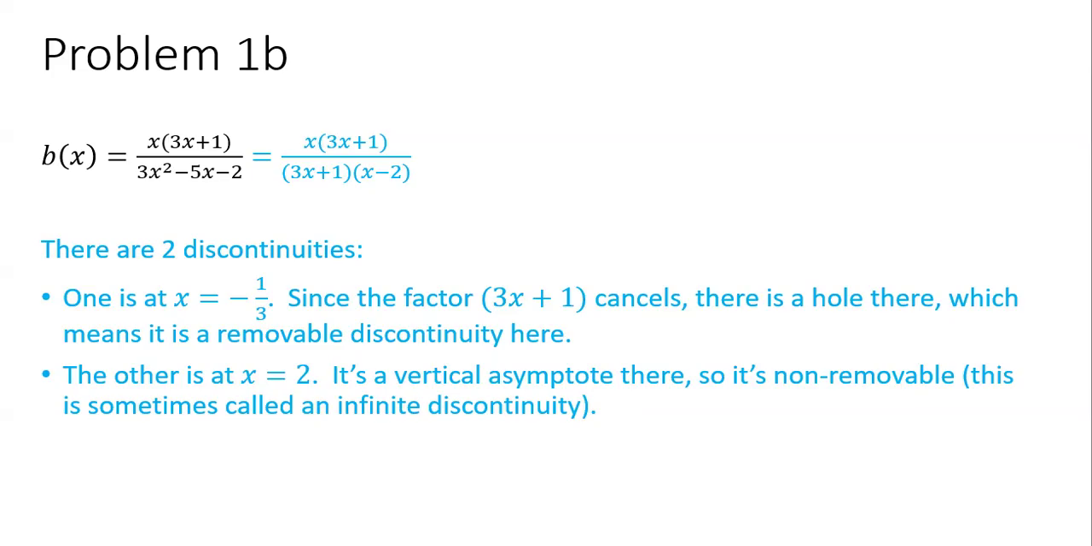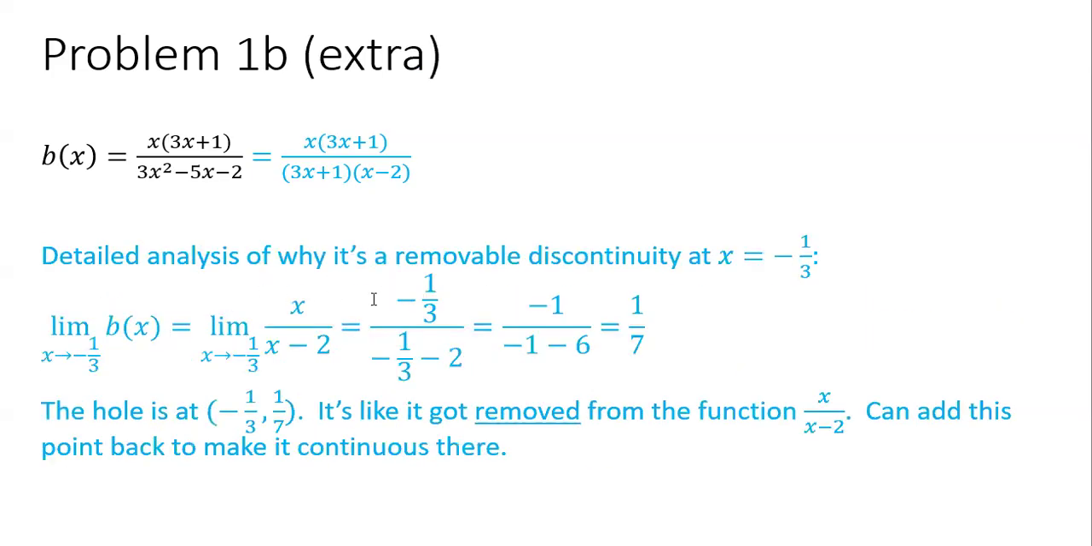So hopefully you understand what a hole is, or I'll explain it a little bit again here. Okay, so if we take the limit as x approaches negative 1/3 of our function b of x, like in the other problems when we were calculating limits, since it's 0 over 0, we have to do something. So one technique is to factor and see if anything cancels. So these would cancel, and we're left with x over x minus 2, and then now we plug in, we would get 1 over 7, okay? So there is actually a hole at this exact point, negative 1/3, comma, 1/7.